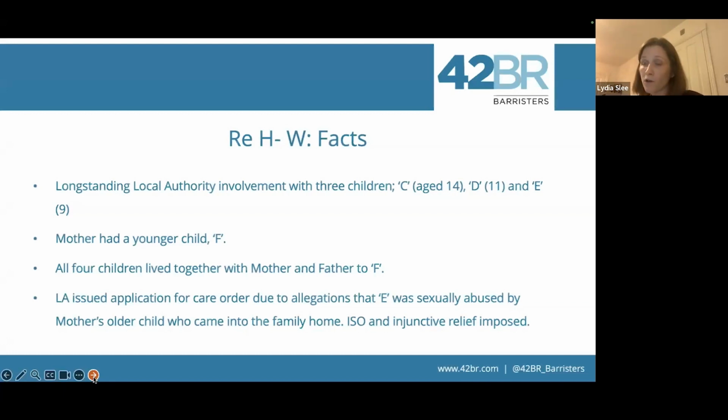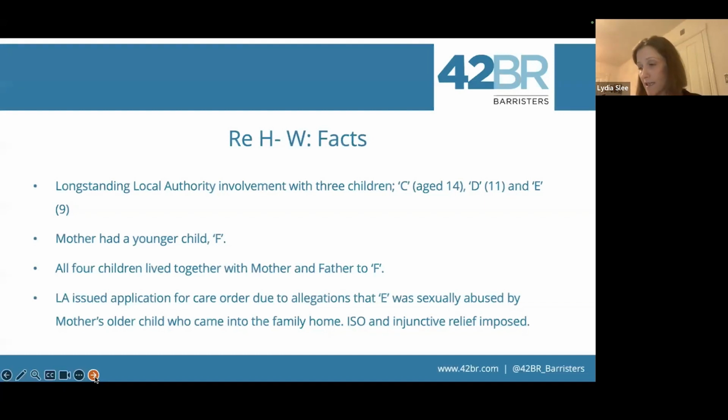At the time of the appeal, C, D, and E lived at home with mother and father to F, and you will see from the case that C and D were indeed full siblings, and the other children had different fathers. The case concerns long-standing local authority involvement. In fact, it stems back to mother's involvement when she was a child herself, and sadly she suffered sexual abuse by E's father, and there were concerns relating to sexual abuse and neglect.